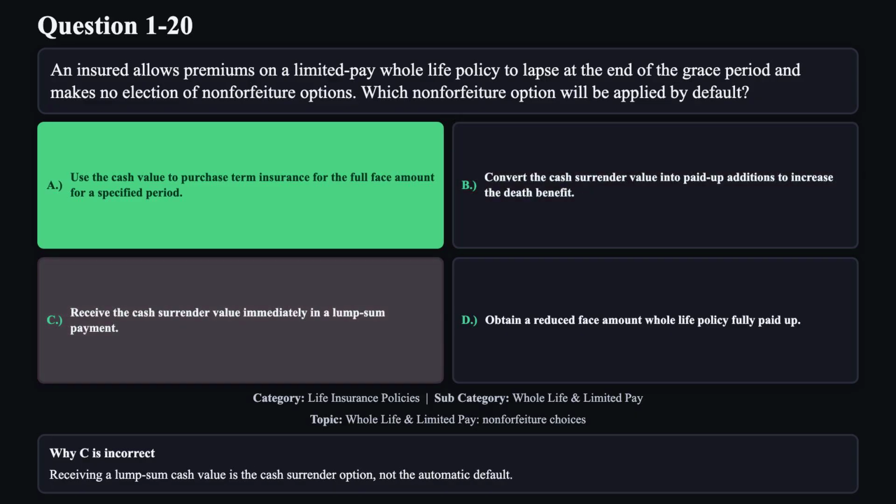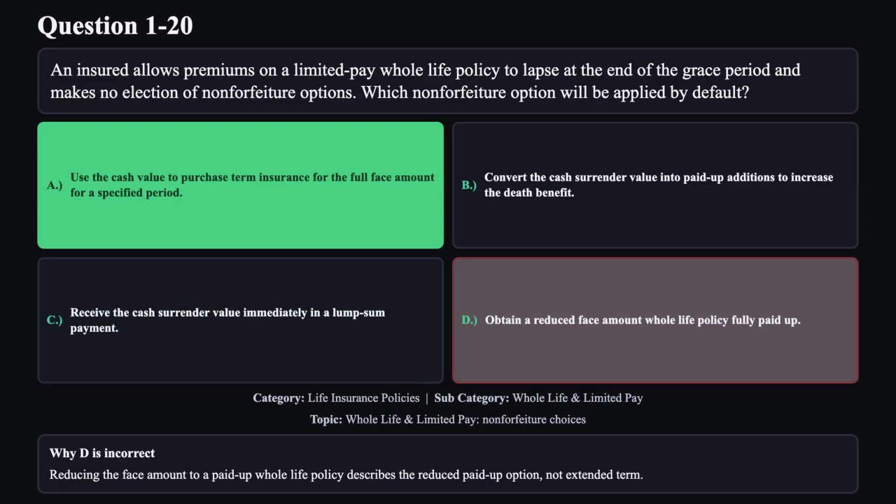Reason C is not correct. Receiving a lump sum cash value is the cash surrender option, not the automatic default. Reason D is not correct. Reducing the face amount to a paid-up whole life policy describes the reduced paid-up option, not extended term.